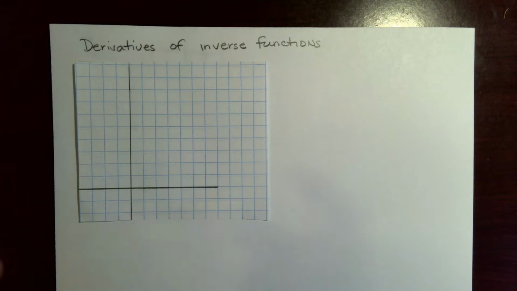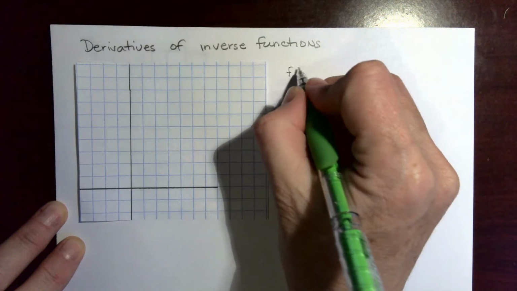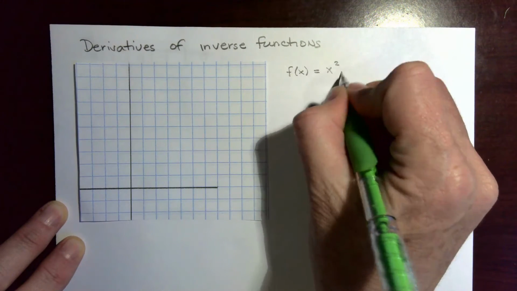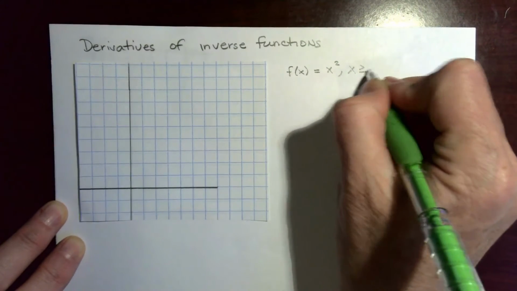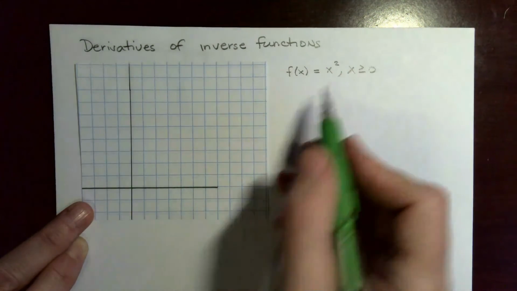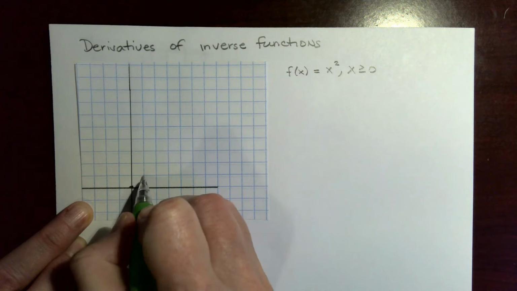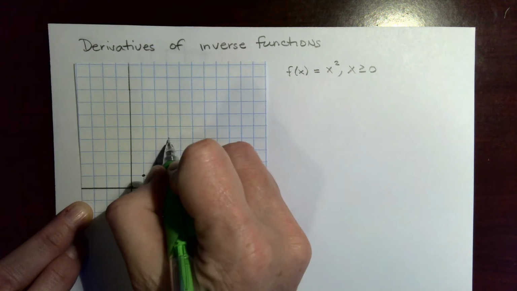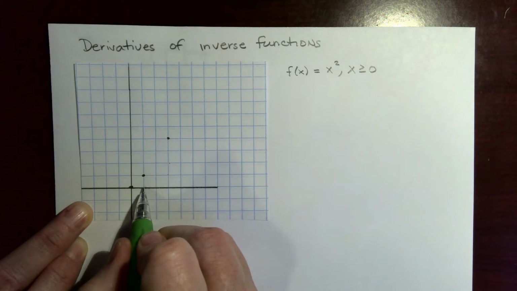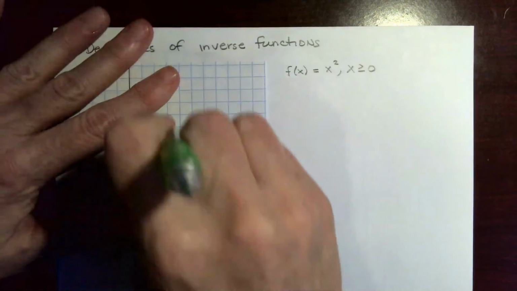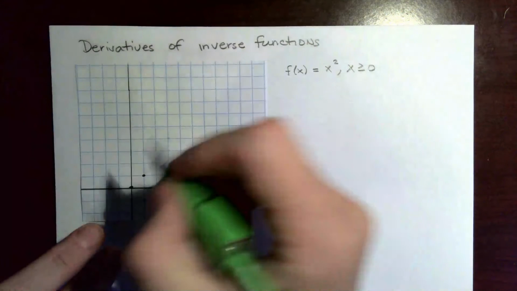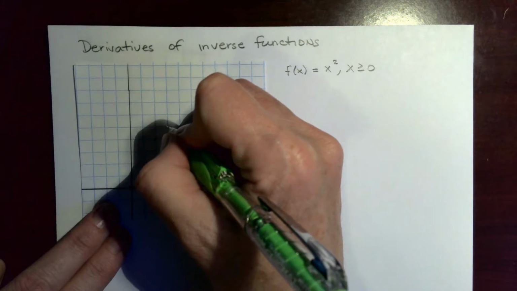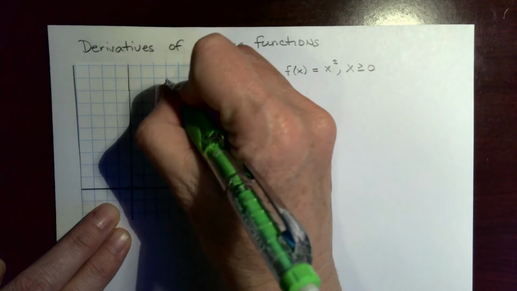Okay, so let's just look at a couple of functions. And we looked at this before, but let's just make sure that we're all on the same page. Okay, so we know that that's going to go through (0, 0), (1, 1), (2, 4), and (3, 9). Whoops. Good thing I used a pencil.